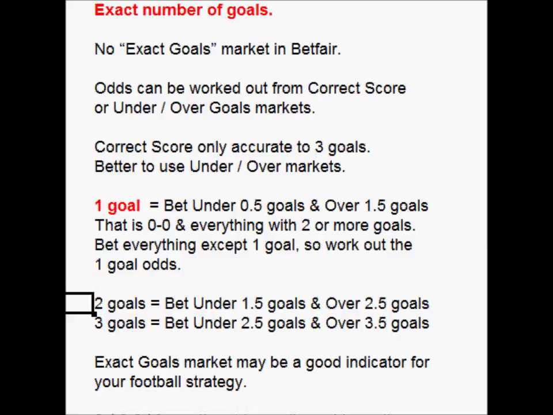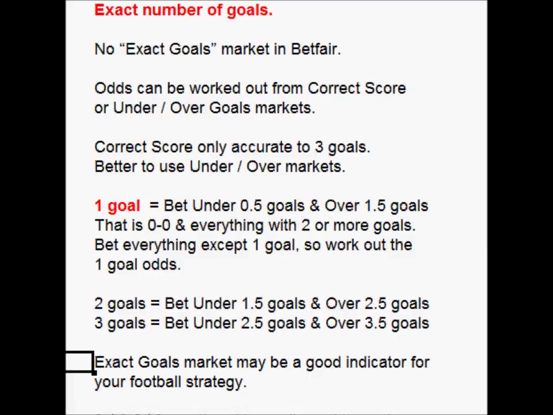To work out the 2 goal odds we can use the under 1.5 and over 2.5 goals, which is everything except 2 goals. And to work out 3 goals, look at betting everything except 3 goals, and so on.